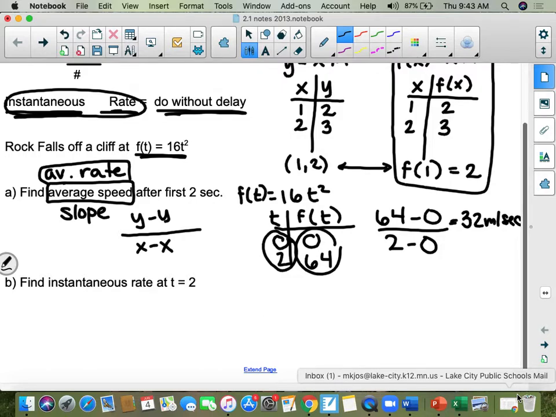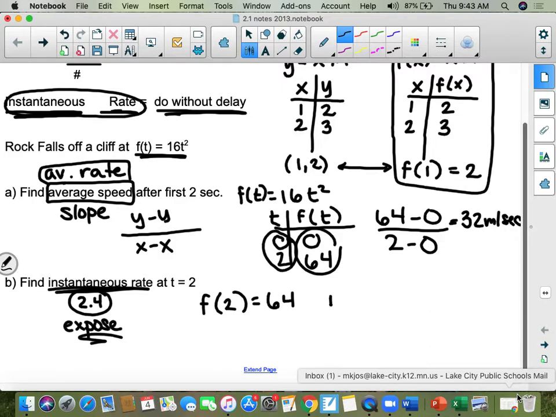You're not going to get more exposed to the instantaneous rate until 2.4. Right now, I'm just going to expose you to this, just to give you an idea. So instantaneous rate at t equals 2 means what's it going to be later on after 2? So we already know that at f of 2, the y value is 64. Remember, I could write this as an ordered pair of 2, 64.